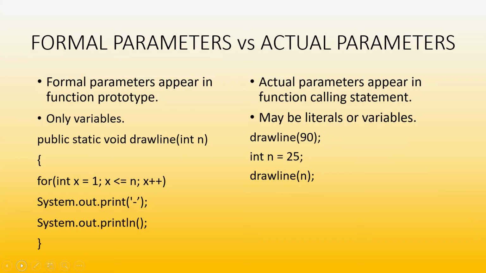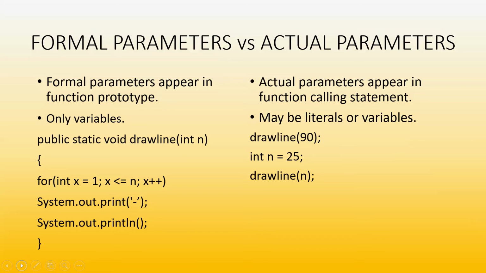Formal parameters can be considered as a placeholder for actual parameters. Now we'll see why. Actual parameters come in the function calling statement. For example, the drawLine function, which we mentioned before, has been called with a value of 90. So the int n value will be 90, which will be utilized in the for loop to print 90 dashes. So the length of the line is 90 dashes.